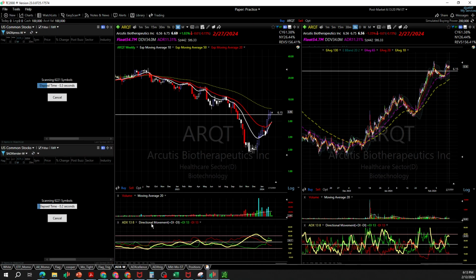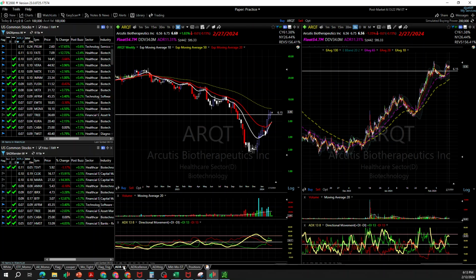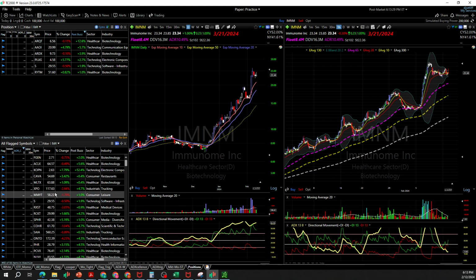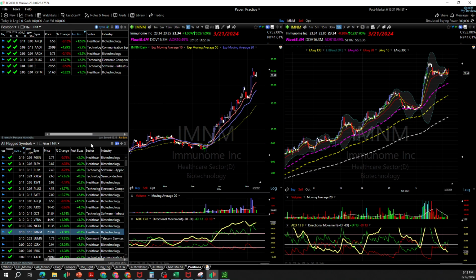And then for shits and giggles, I'll even add this 80 Express weekly in there because you can see there's a couple that are a little bit different. So I'm going to flag all these. So we end up with, what is that, 94 stocks.